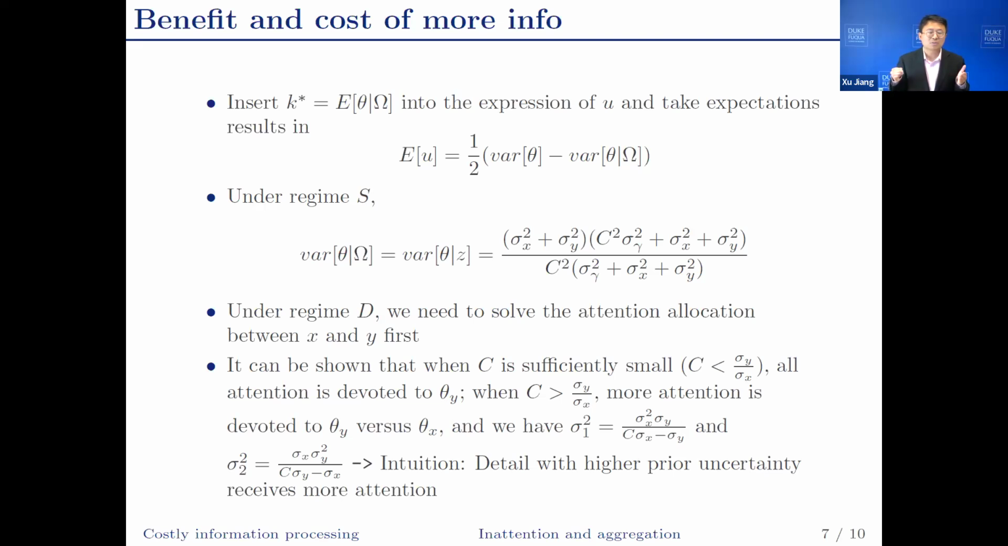Details with higher prior uncertainty receive more attention because I know less about that and I have limited attention. So I want to devote more attention to things that I know less about, because this is a more efficient way to spend a limited amount of attention. For something that I already know a lot about, paying attention does not pay off that much. In the extreme case, supposing I know perfectly about x, then there is no point in allocating any attention to x.